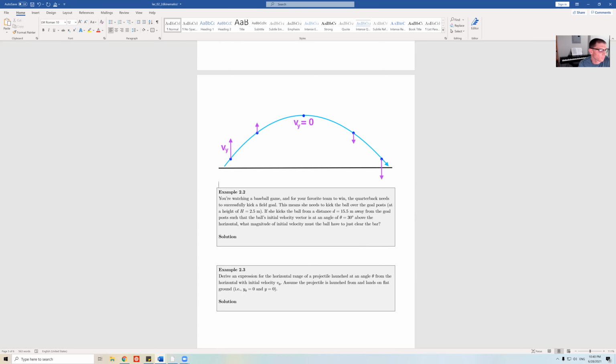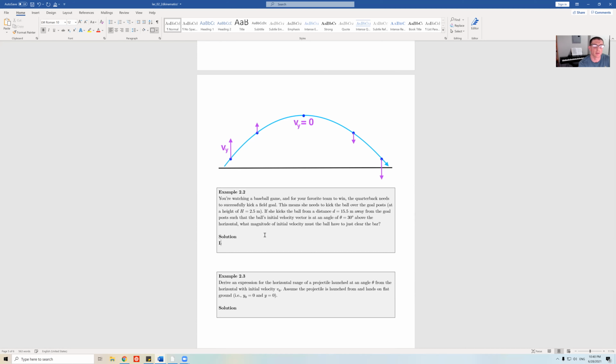And so let's do it. And I'm going to introduce a variable here. So let's call the time at which the ball is positioned just right over the bar, big T.